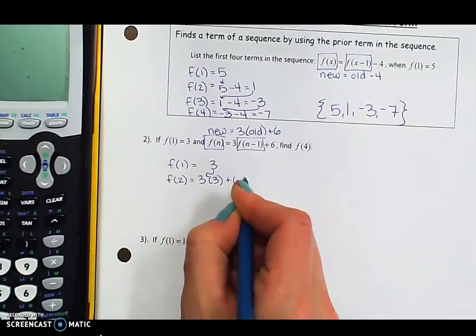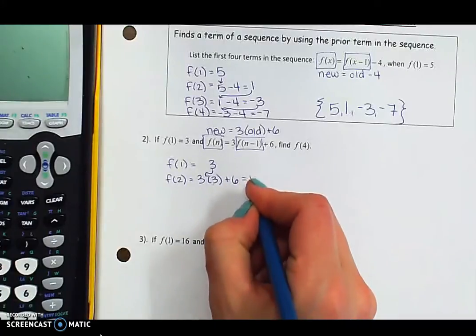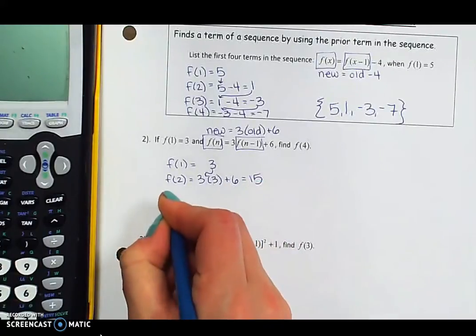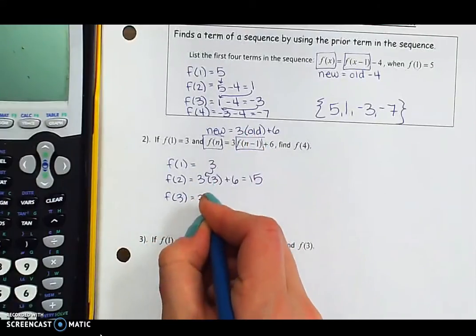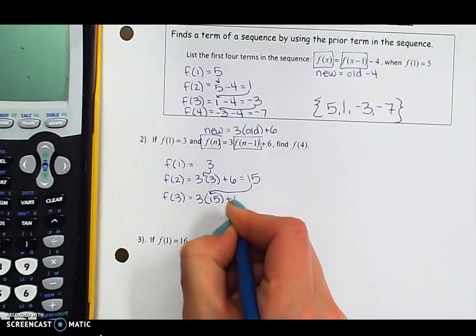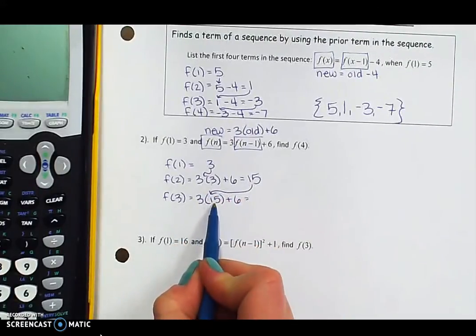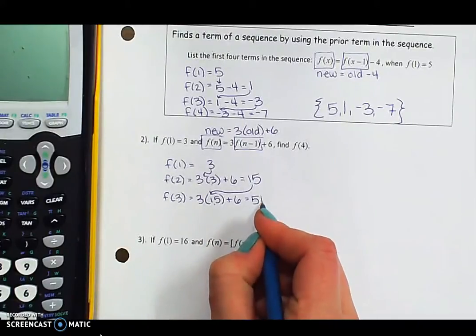and plus 6. So 3 times 3 is 9, plus 6 is 15. Now to find f of 3, it's going to be 3 times the old, so I bring the 15 down and I put it in, plus 6. So 3 times 15 is 45, plus 6, 51.